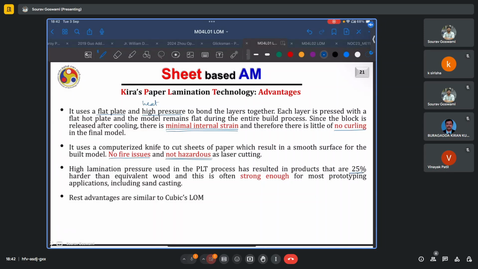The high lamination pressure used in the paper lamination technology has resulted in products that are 25% harder than the equivalent wood. So previously we were just comparing this to the analogy of having made wood from paper, but now your wood is also 25% harder than natural wood. This is often strong enough for most prototyping applications, including sandblasting.